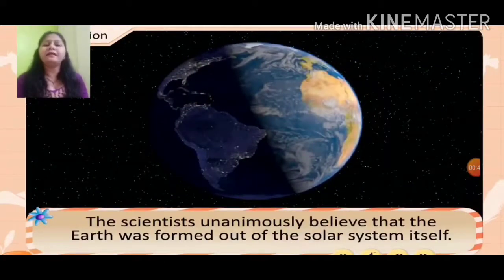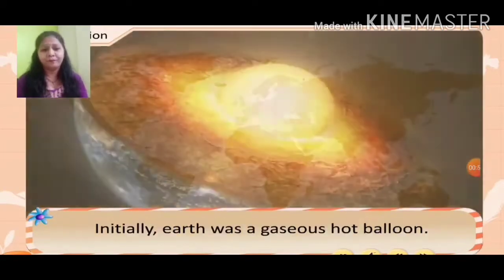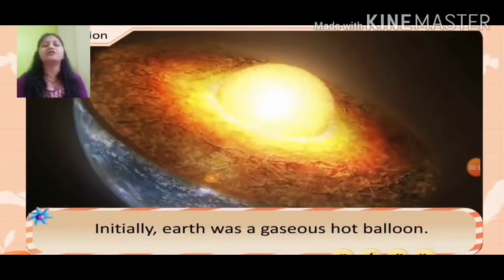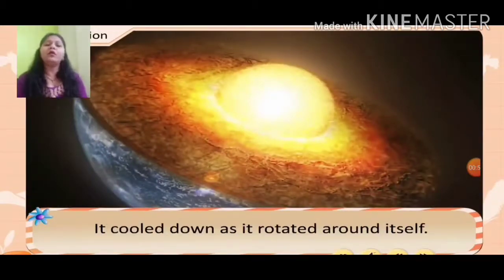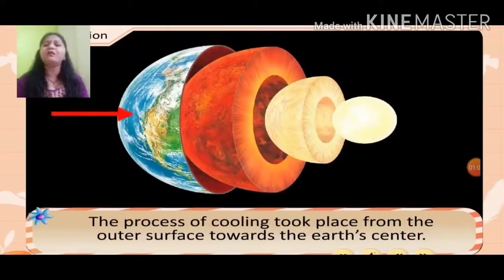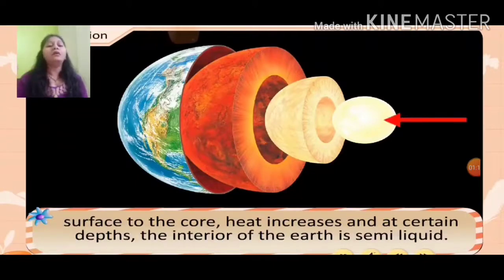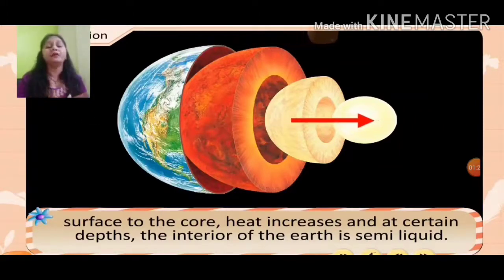Okay. Now, the scientists unanimously believe that the earth was formed out of the solar system itself. Initially, earth was a gaseous hot balloon, right? Then it cooled down as it rotated around itself. The process of cooling took place from the outer surface towards the Earth's center. As a result, the outer layer of the Earth became cooler first and solid. But as we move from the outer surface to the core, the heat increases at certain depth and the interior of the Earth still remained semi-liquid.